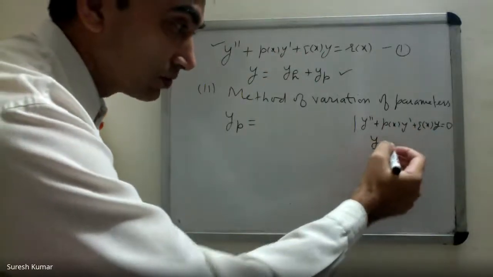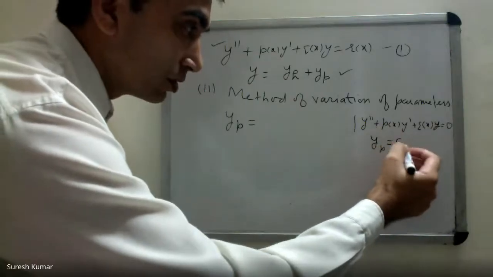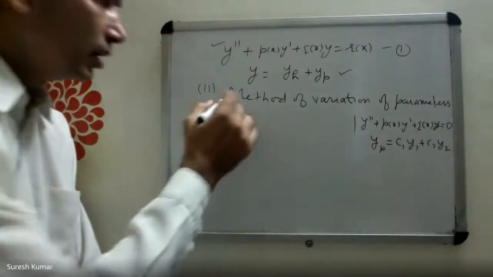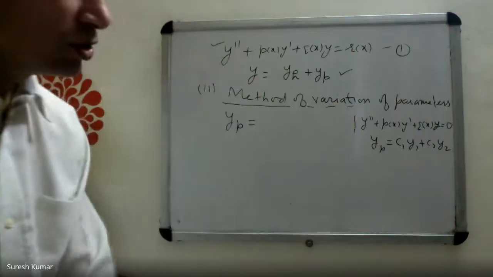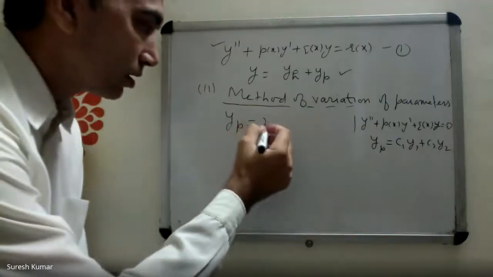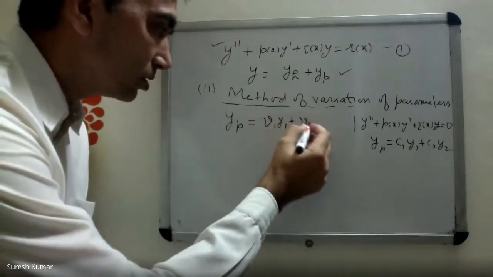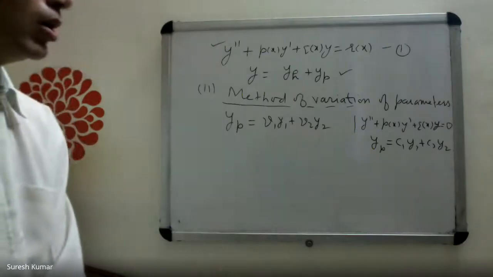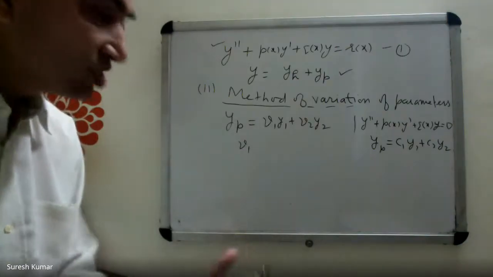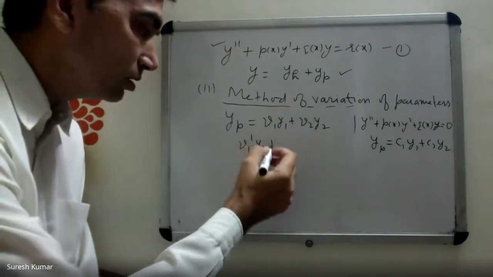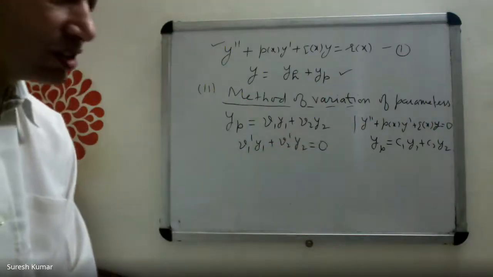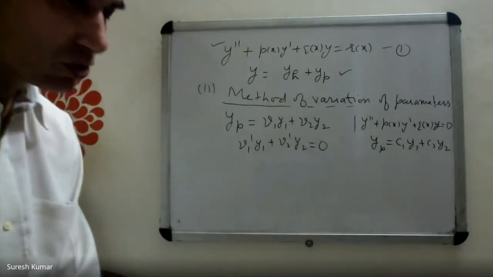Suppose its solution is C1 y1 plus C2 y2. Then what we do in the method of variation of parameters is vary these constants. We make these functions of x, say v1 y1 plus v2 y2. Also, we impose the condition, where v1 and v2 are chosen such that v1' y1 plus v2' y2 equals 0. You will understand as I move further why such a condition is imposed.